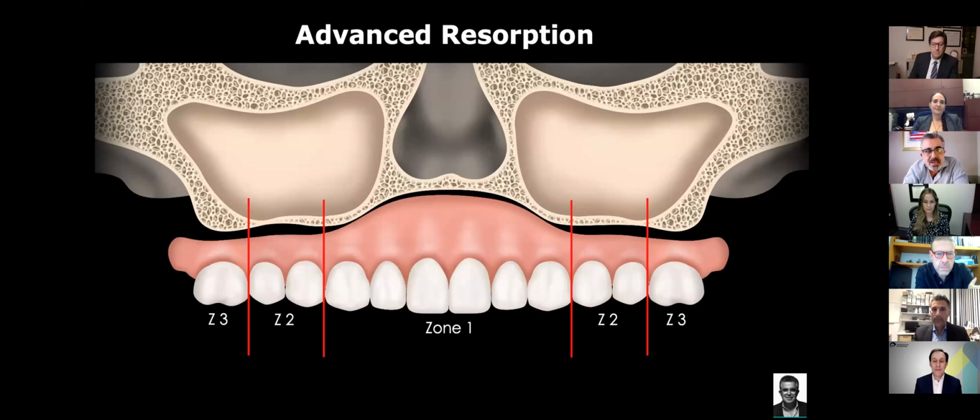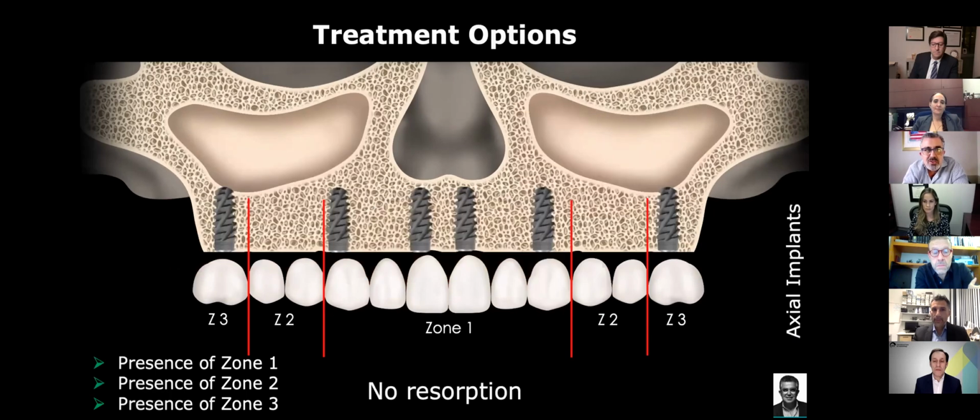So the absence or the presence of the zones determines the surgical protocol to be followed. If you have all 3 zones present, then axial implants and placement of 6 implants, 2 in the anterior, 2 in the posterior, getting the biggest AP distribution to minimize or eliminate cantilevers. And then implant number 2 and number 5, basically the 5th and 6th implant, are placed in the cuspids.